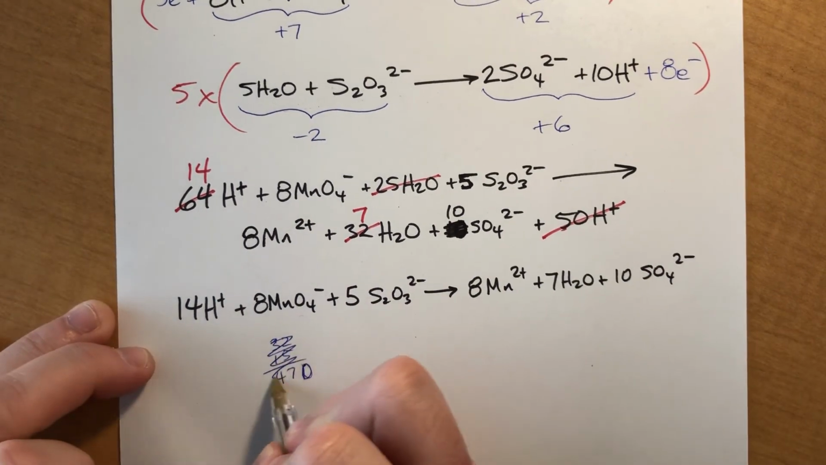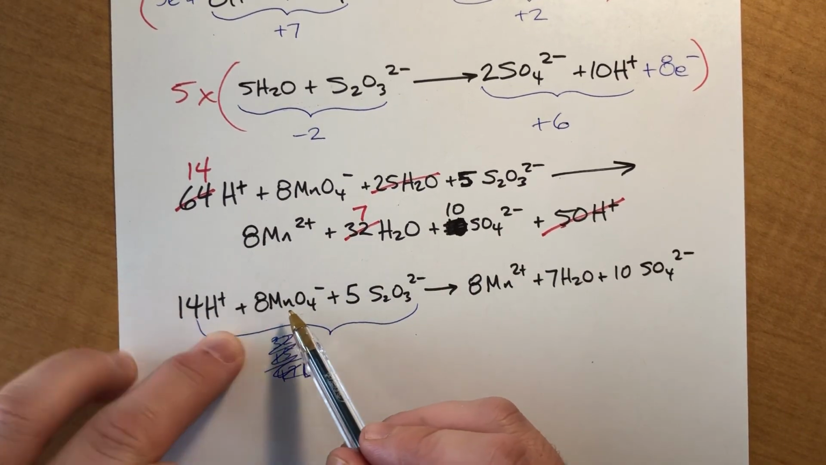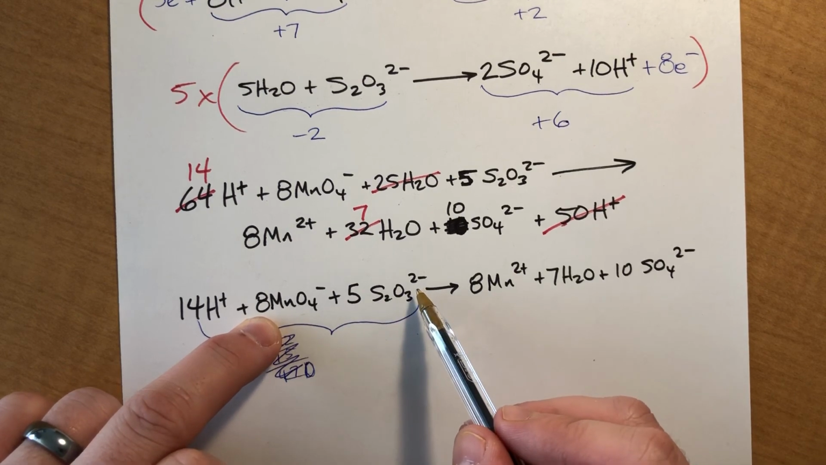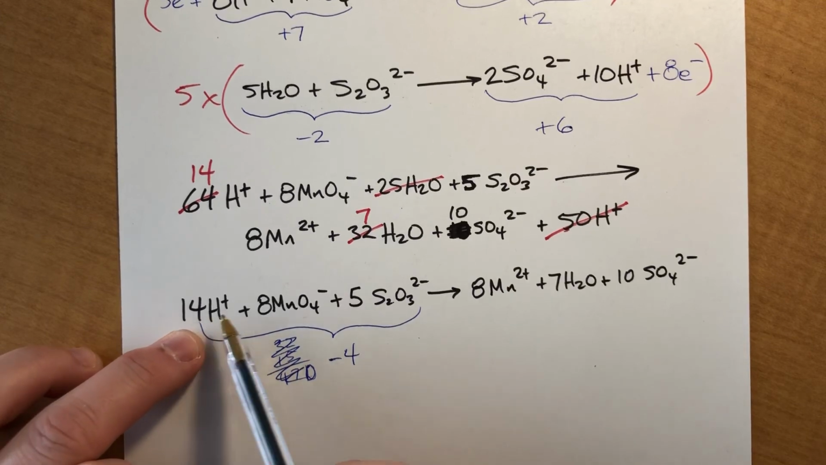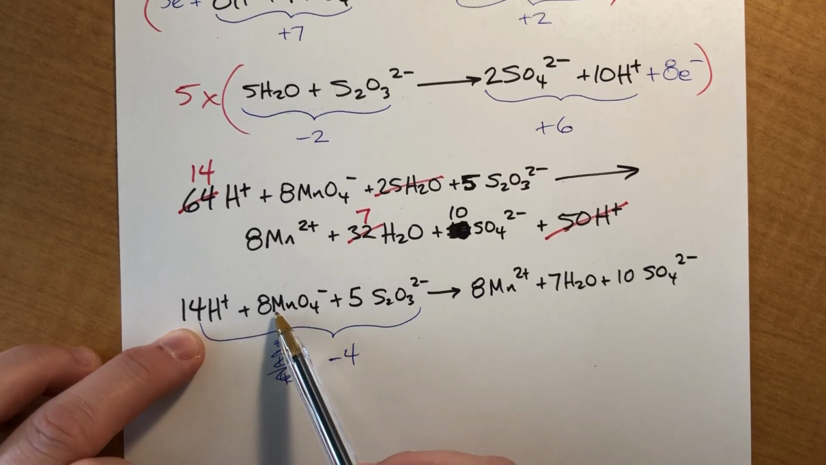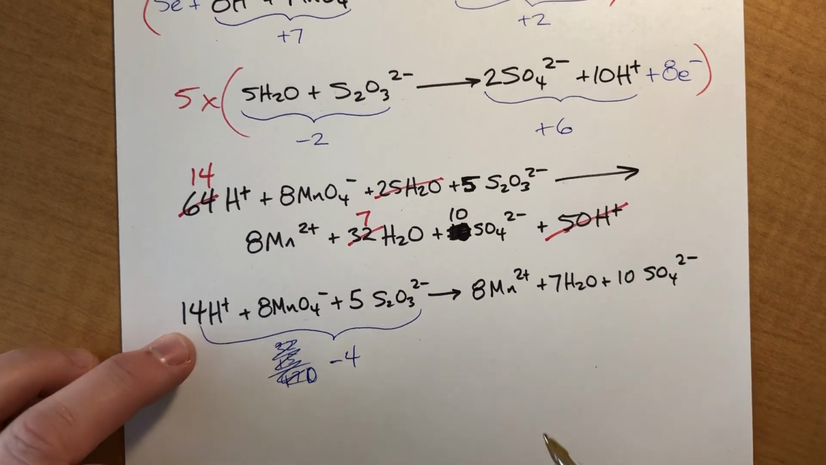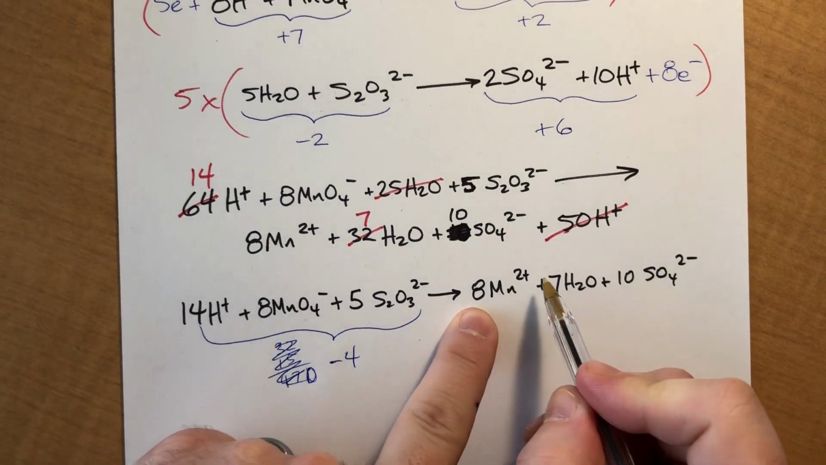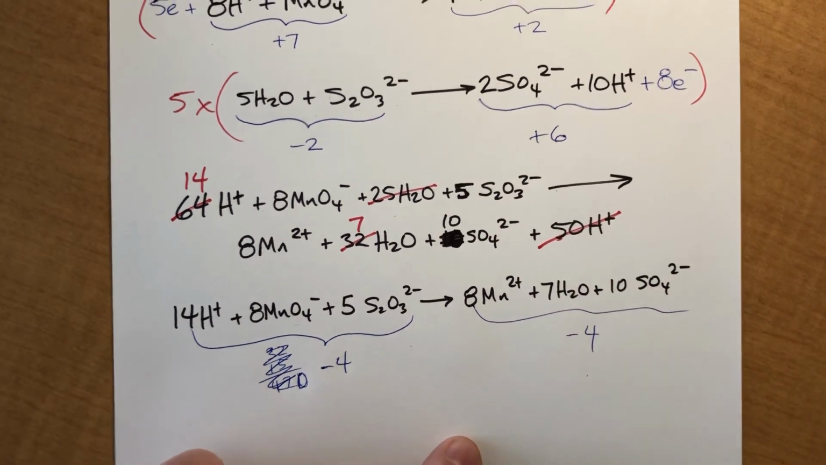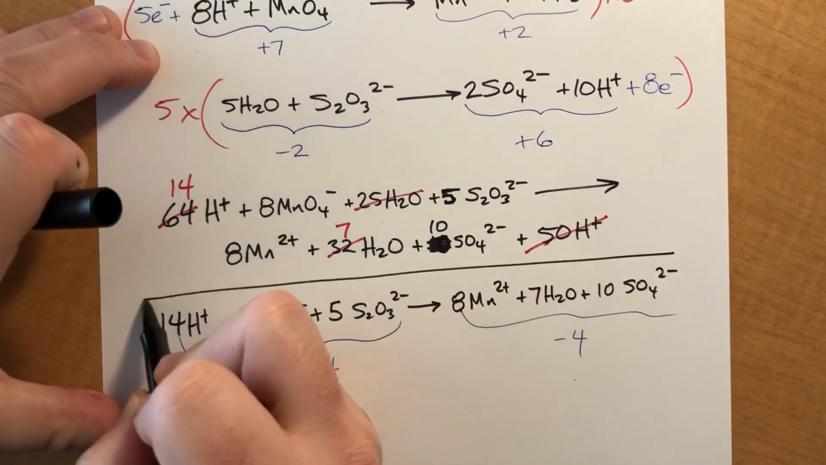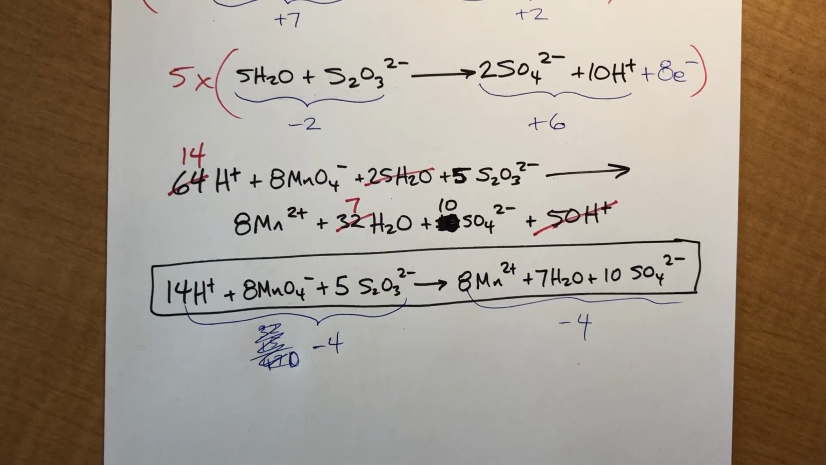Charges. We have 14 minus 8 is 6, minus another 10 is -4. Double check that. 14 minus 8 is 6, minus 10, because 5 times 2 is 10, should be -4. Okay. This side, we have 16 minus 20, 10 times 2. So this side is also -4, which means everything is balanced and we did a good job. Yay. Okay, thanks.